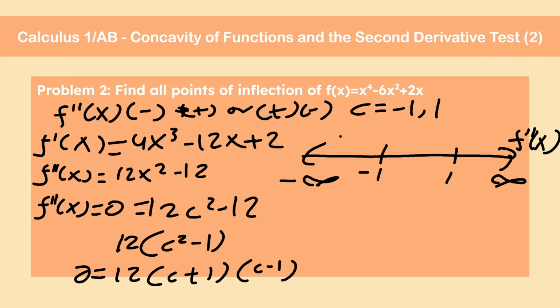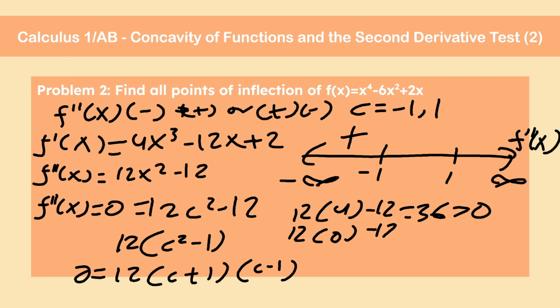So let's plug in negative 2 into the second derivative. So now we have 12 times 4 minus 12, and that's 36, which is greater than 0, which means that the second derivative is positive here. And now we're going to do the same thing for the interval negative 1 to 1. So now let's try the second derivative at 0. So now you have 12 times 0 minus 12, and that's equal to negative 12, which is less than 0, which means that this interval is negative.